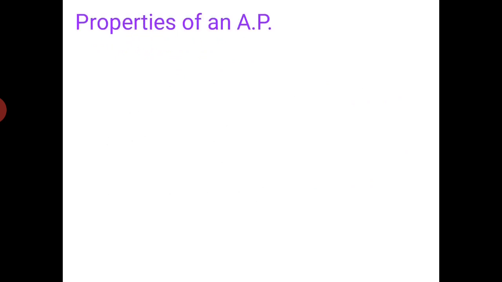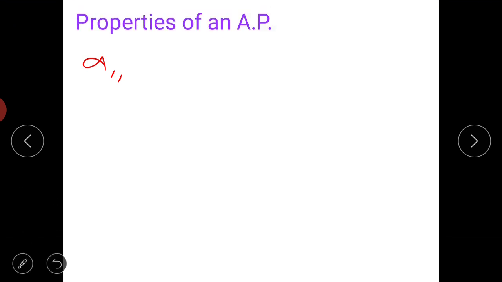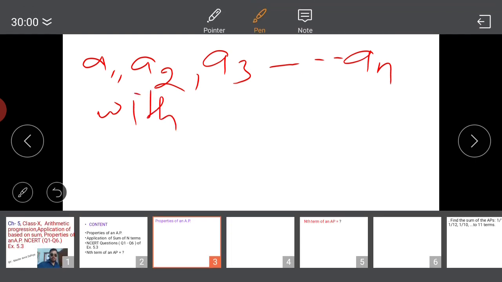So, properties of an AP. Suppose we have an AP like a1, a2, a3 up to an, with common difference d.